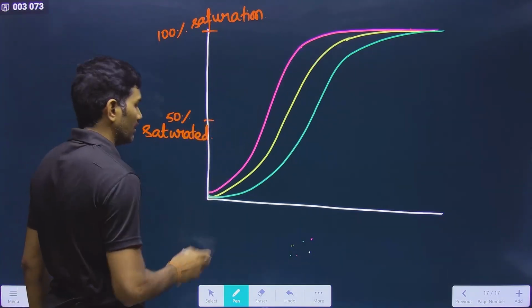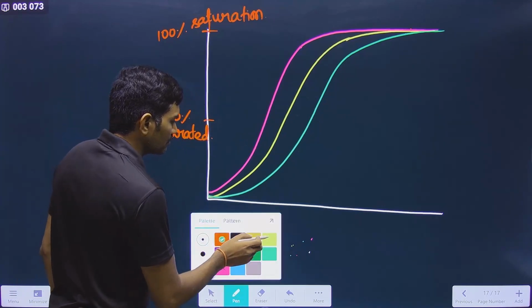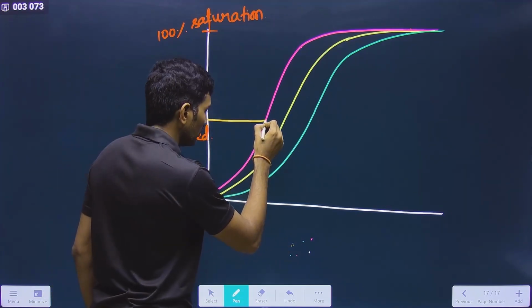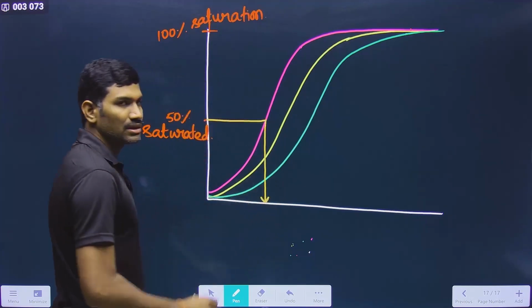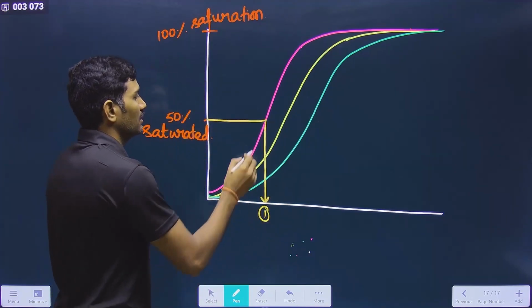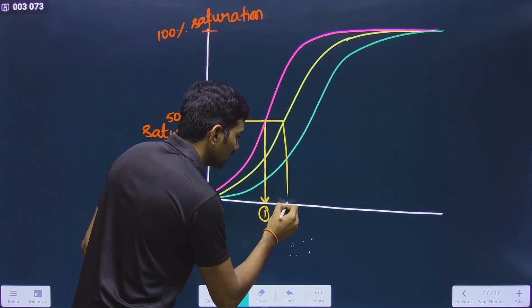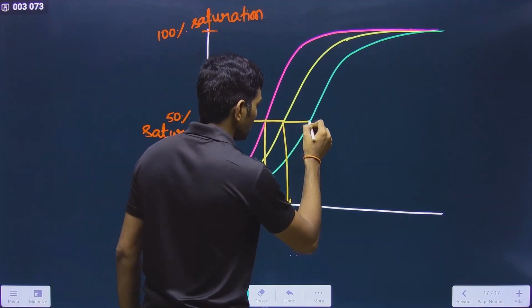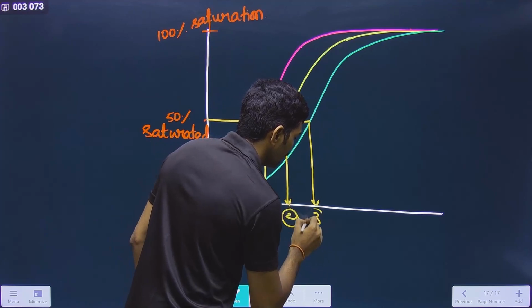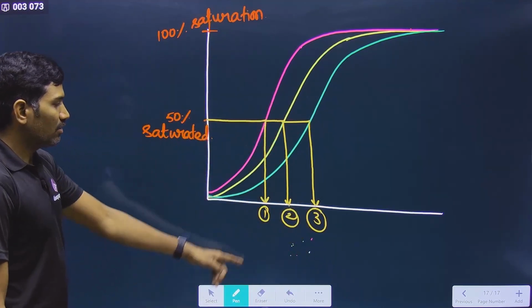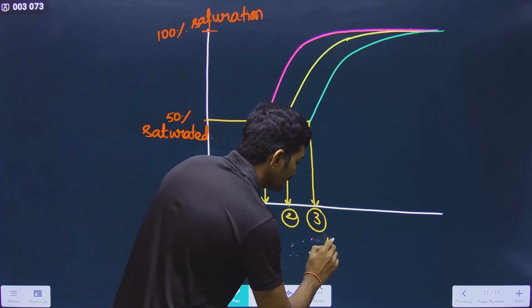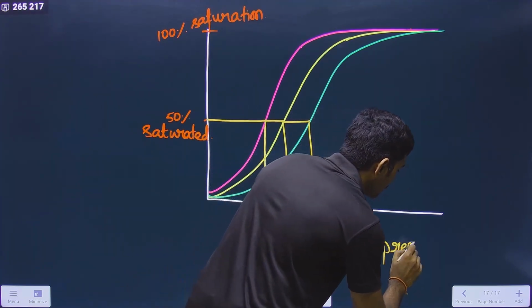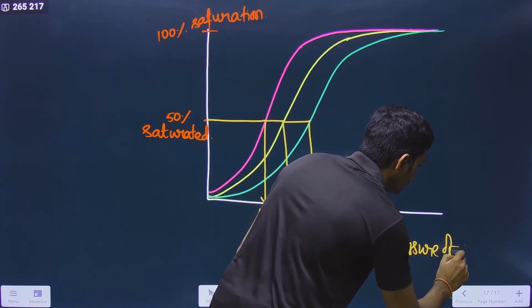So 50% saturated value, let us take. On this graph paper, let us make the lines. On these lines, one line we are drawing here and it is cutting at this particular point. Let us make this as 1. For the other one it is cutting at this location. Let us take this as number 2. For the third one it is cutting here and let us give this number 3. And what are these values? These are the partial pressure values, partial pressure of oxygen.